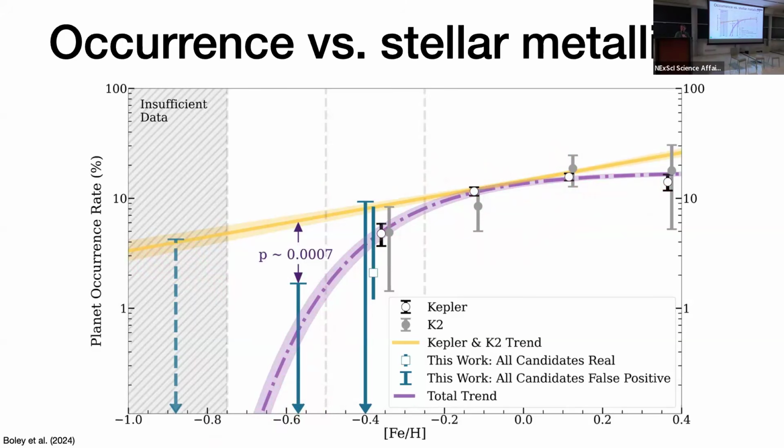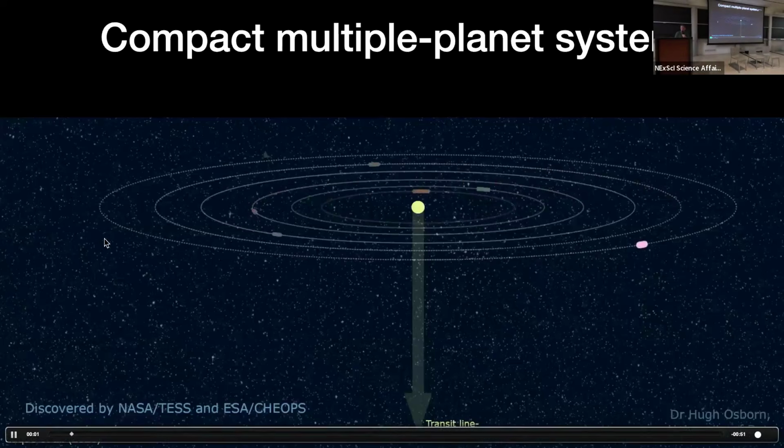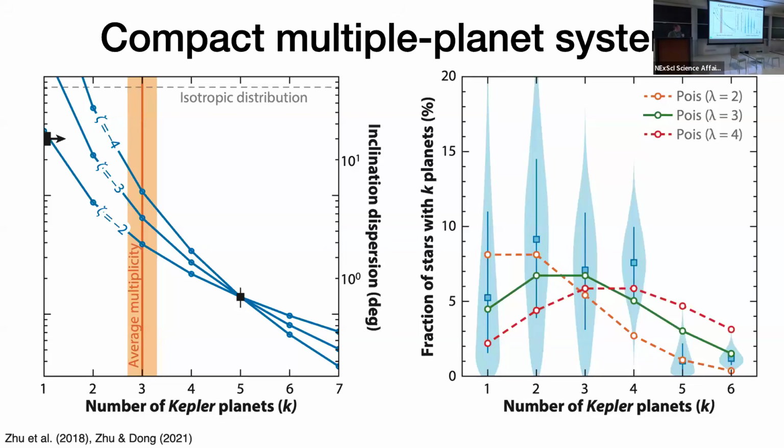So I am running short on time, but I can't resist talking about compact multiple planet systems. This was a very important result of the Kepler mission, that lots of stars have multiple planets going around in tight orbits around the same star. And I mentioned before that it's tricky to break the degeneracy between multiplicity and mutual inclination. Well, these authors, Zhu et al., and this is from a review by Zhu and Dong, managed to do so by looking at the incidence of transit timing variations.